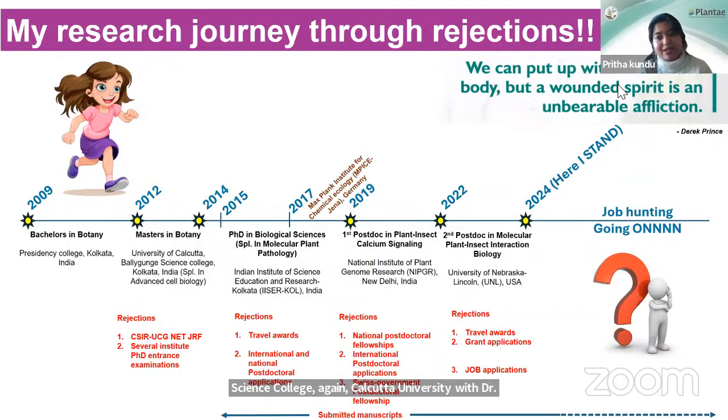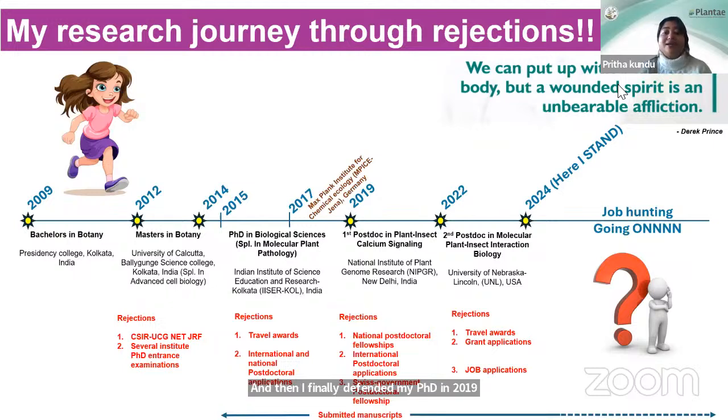And then after a gap of 6 months, from 2015, I started my PhD at Indian Institute of Science, Education and Research, Kolkata, IISER Kolkata. With that, I got the wonderful opportunity to collaborate with Dr. Axel Mithöfer from Max Planck Institute for Chemical Ecology, MPICE Jena, where I was for 3 months for a collaborative project. And then I finally defended my PhD in 2019.